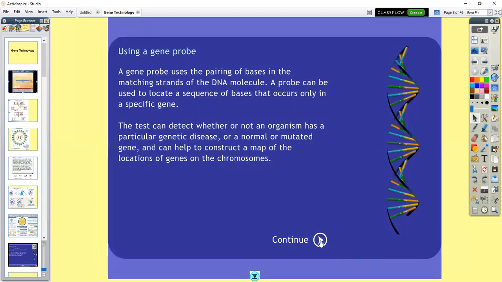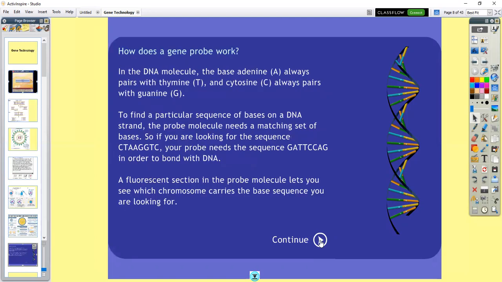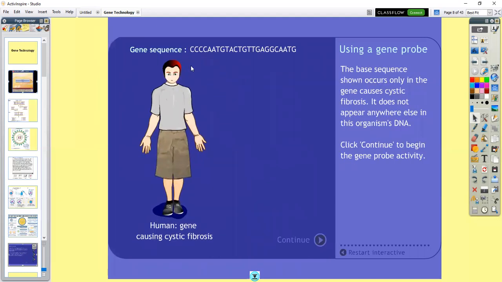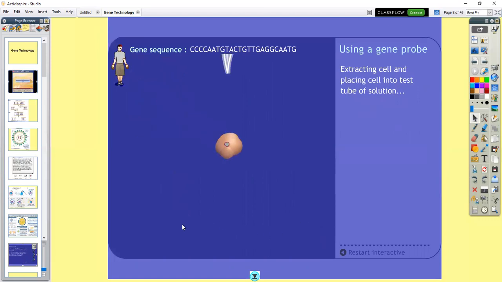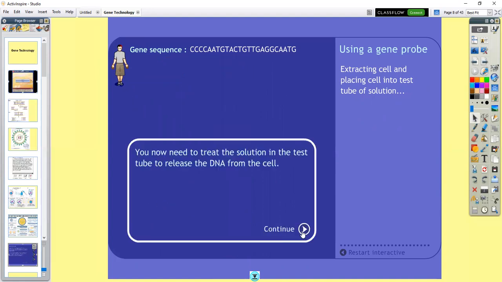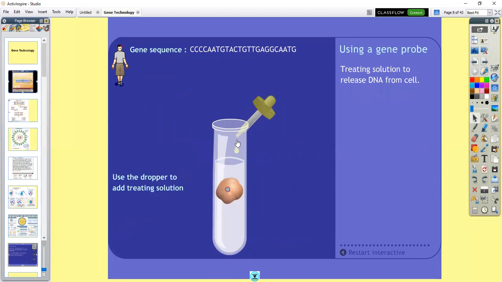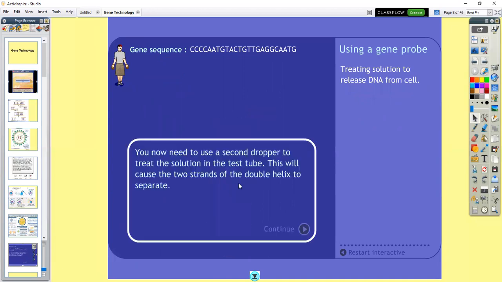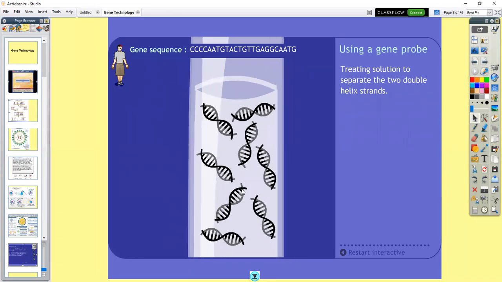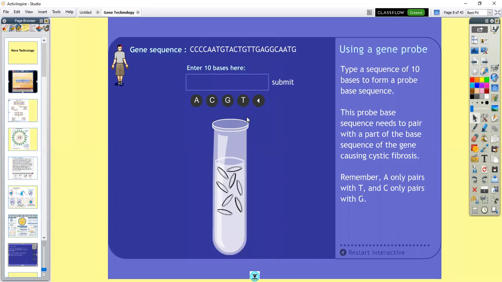A gene probe essentially is again a man-made piece of DNA. So if we wanted to see if someone had a gene causing cystic fibrosis, we know that the gene sequence for cystic fibrosis is this. So we make something called a gene probe, which is complementary to that. I would extract a cell from this person, use certain chemicals to break down the cell and extract the DNA, and make it single-stranded. So break down the hydrogen bonds within the DNA. That makes it single-stranded.